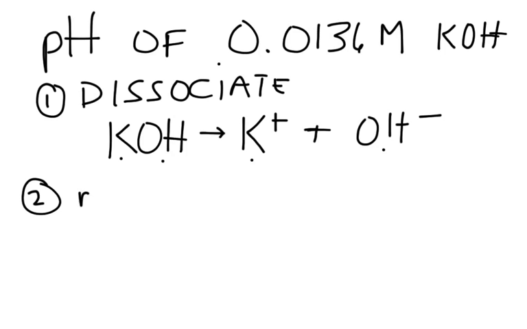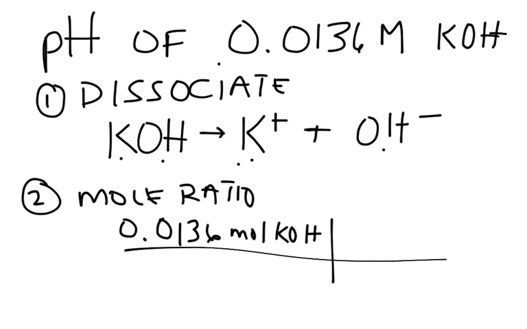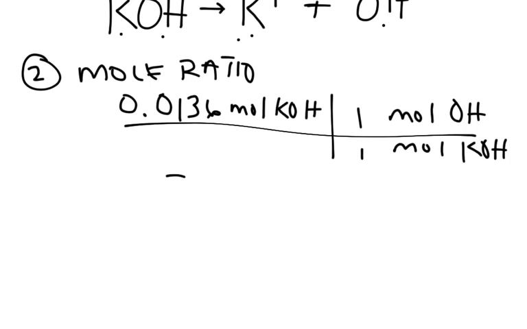When I do my mole ratio, just like I did before, what I see is 0.0136 moles of my KOH. That's what I was given. My mole ratio is just going to be a 1-to-1 ratio. So if I look at my moles of OH over my moles of KOH, it's going to be pretty straightforward because my answer is going to be the same. So then when I plug it in, this is what you have to remember. What you just found was your OH. That's the hardest thing with acids and bases, remembering which one you're talking about.